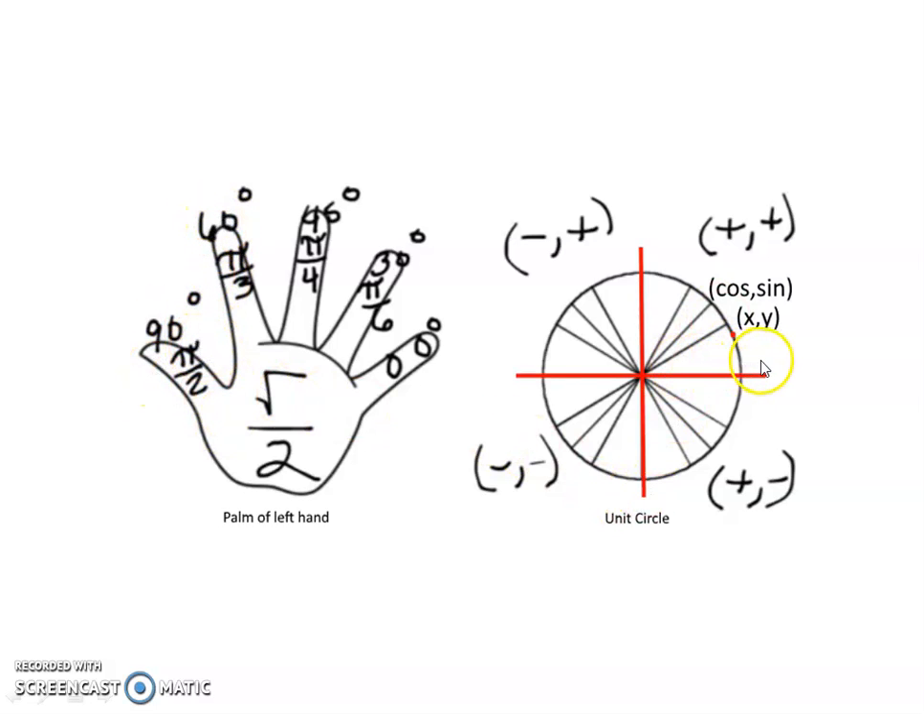And always remember that cos and sin are positive in the first quadrant. Cos negative and sin positive in the second quadrant. Both negative in the third quadrant, and cos positive and sin negative in the fourth quadrant. Lecture is over.